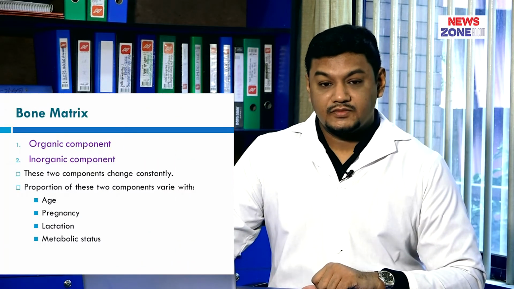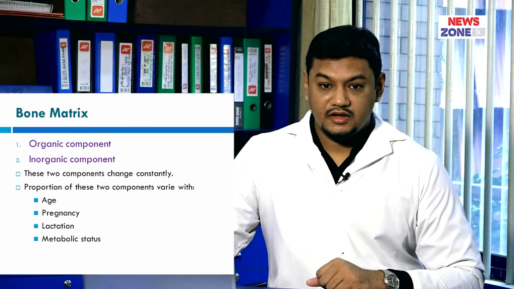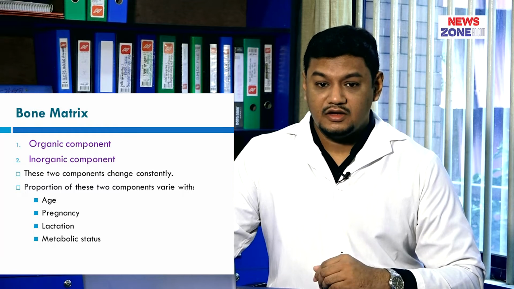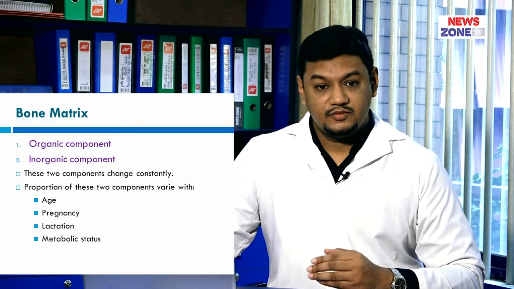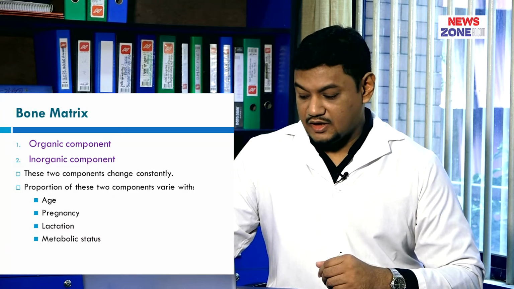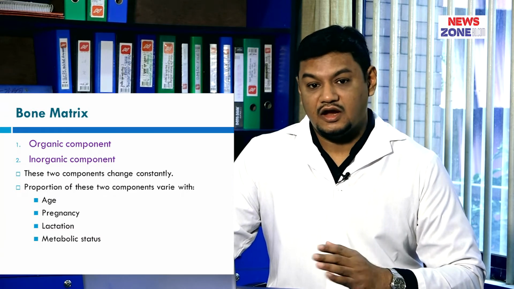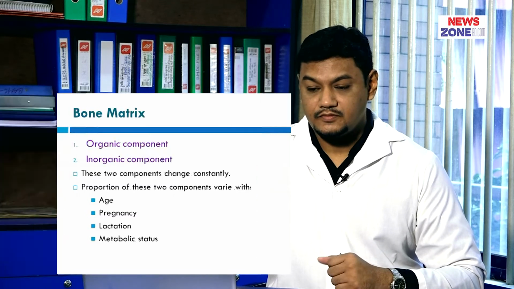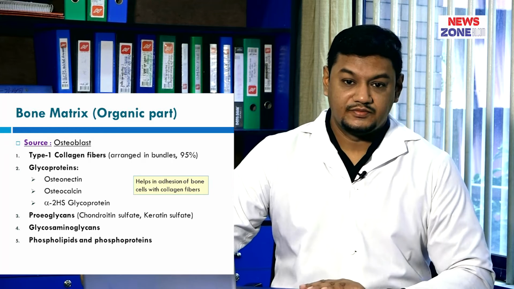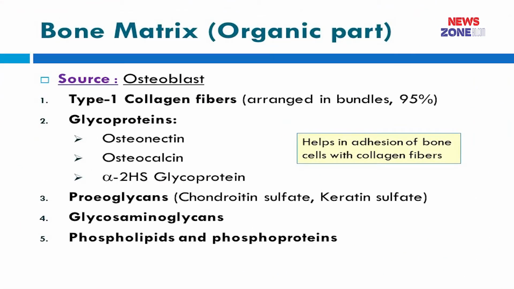Bone matrix. Now, this bone matrix is actually having the organic part and the inorganic part. These organic and the inorganic part are changed with age, pregnancy, lactation, and some of the metabolic status. Now, these parts, that means the organic and the inorganic parts, are always in changes. Now, let's discuss about the organic part of the bone matrix. First of all, we need to know that what is the source of the organic part.